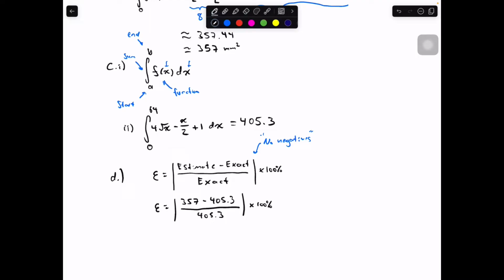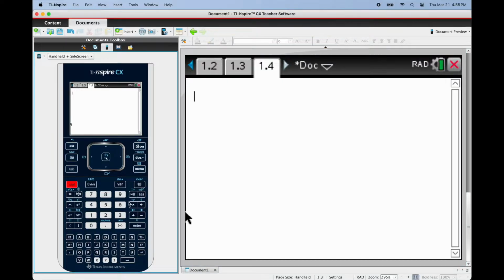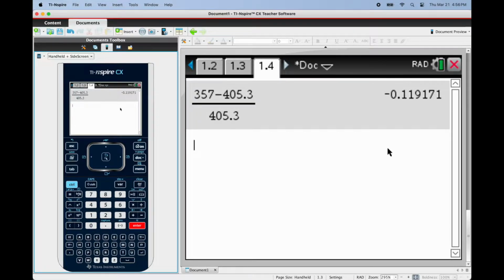Okay, so we can use absolute value if we wanted to, but let's just write it out, and if there's a negative, we'll ignore the negative. So here we go. Let's write it out. We can write it out as one big fraction, I suppose. 357 minus 405.3 over 405.3. And this actually is going to give us a negative. It's giving it to us as a decimal. Let's multiply by 100. And we'll press enter here.